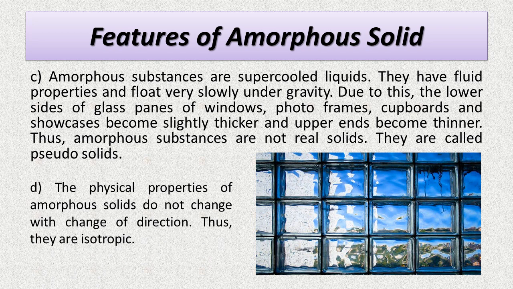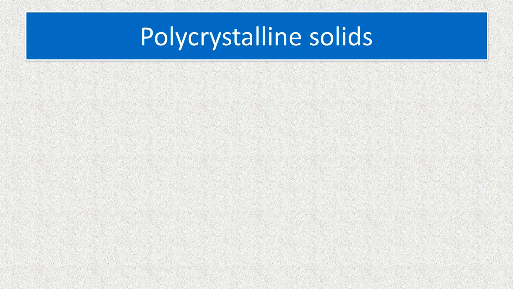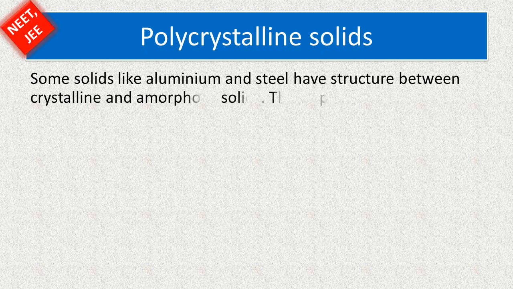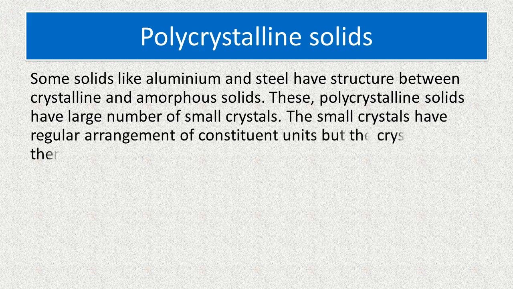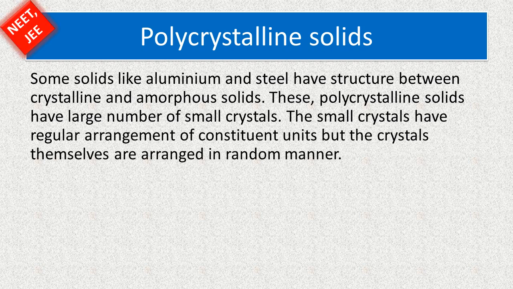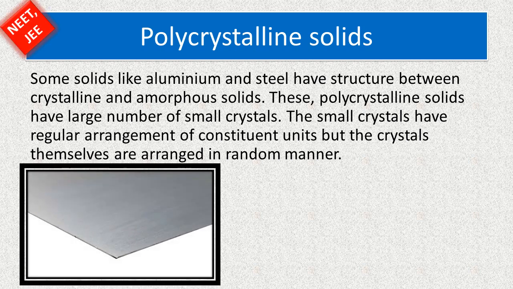Amorphous solids are said to be isotropic as arrangement of building constituent is random and disordered. Hence, all directions are equal and therefore properties are same in all directions. You should know that there is another kind of solid, polycrystalline solid. Some solids like aluminium, steel have structures between crystal and amorphous. These polycrystalline solids have large number of small crystals. Small crystals have regular arrangement of constituent units, but the crystals themselves are arranged in random manner.